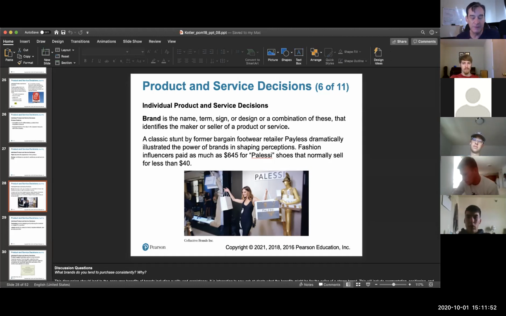Now, what is a brand? It's a name, a term, a sign, a symbol, a design, a combination of those things that identifies the maker or seller of a product or a service. So that brand is kind of a religious thing. You can't avoid it. Once you have it legally, it's international. You can't avoid it. Very quick, funny story.